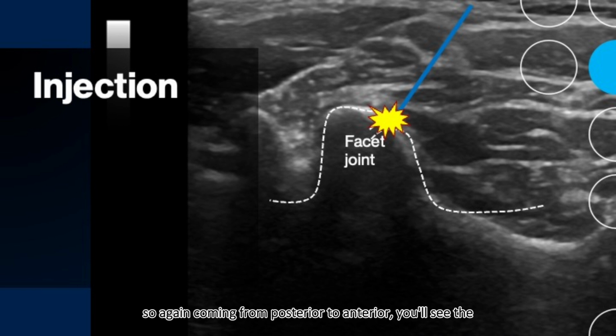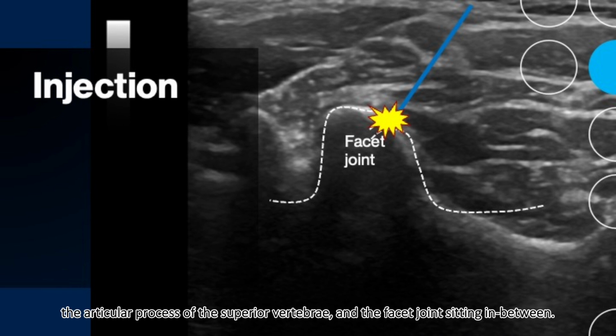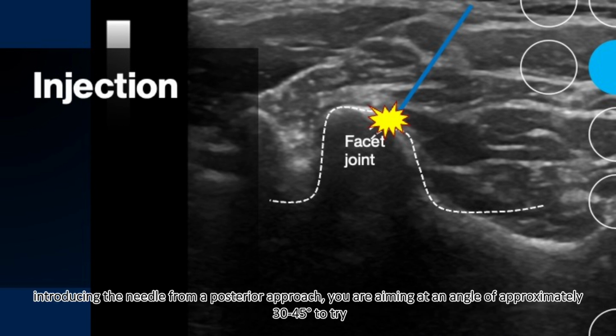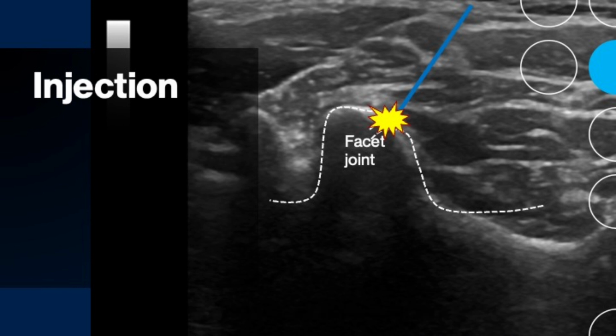So again, coming from posterior to anterior, you'll see the spinous process, the articular process of the inferior vertebrae, the articular process of the superior vertebrae, and the facet joint sitting in between. Then, introducing the needle from a posterior approach, you're aiming at an angle of approximately 30 to 45 degrees to try and get the needle as close to that facet joint as possible.